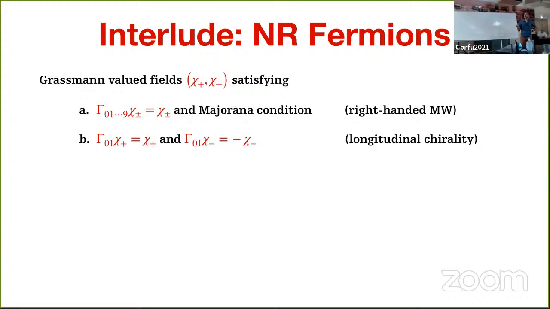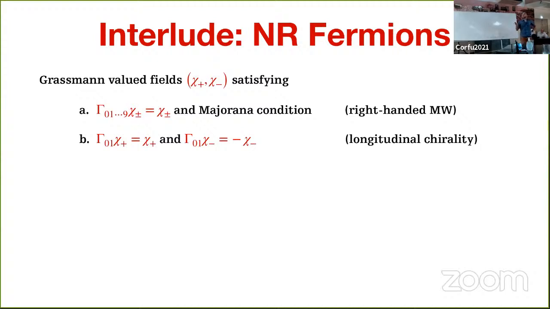So I introduce Grassmann-valued fields, as you would, but I introduce two fields, a chi plus and a chi minus, both of which are Majorana-Weyl. On top of that, I impose another constraint, which we call longitudinal chirality, namely to have them be eigenspinors of the gamma 0,1 matrix with eigenvalues plus and minus 1. Of course, it's just a choice that you can make.